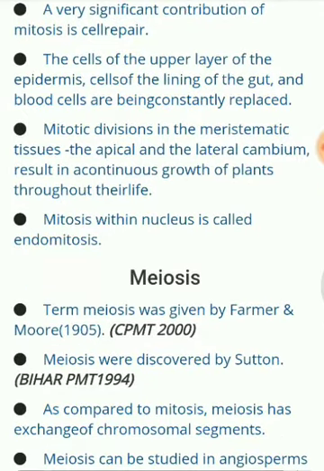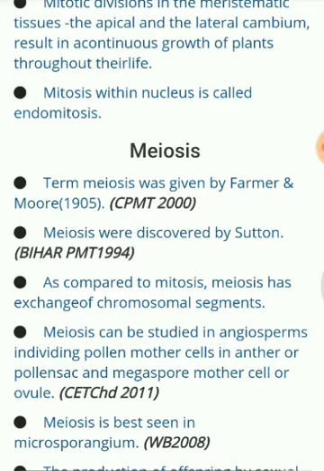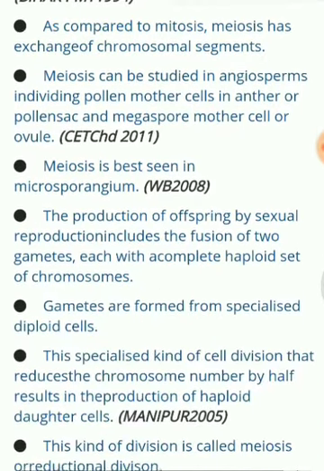Meiosis. The term meiosis was given by Farmer and Moore. Meiosis was discovered by Sutton. As compared to mitosis, meiosis involves exchange of chromosomal segments. Meiosis can be studied in angiosperms in dividing pollen mother cells in the anther or pollen sac, and in megaspore mother cells of the ovule. Meiosis is best seen in microsporangia.